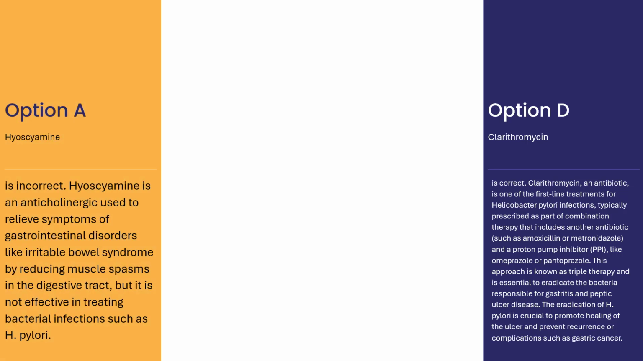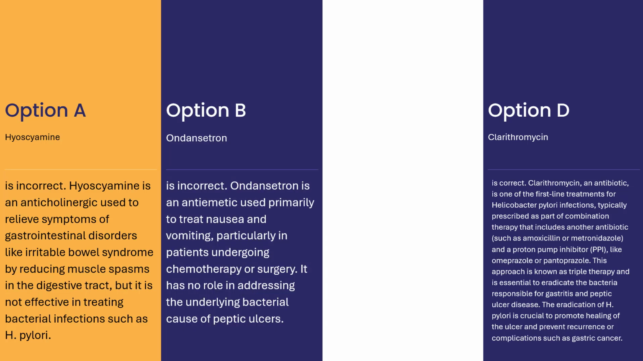A is incorrect. Hyoscyamine is an anticholinergic used to relieve symptoms of gastrointestinal disorders like irritable bowel syndrome by reducing muscle spasms in the digestive tract, but it is not effective in treating bacterial infections such as Helicobacter pylori. B is incorrect. Ondansetron is a drug used to prevent nausea and vomiting, particularly in patients undergoing chemotherapy or surgery. It has no role in addressing the underlying bacterial cause of peptic ulcers.